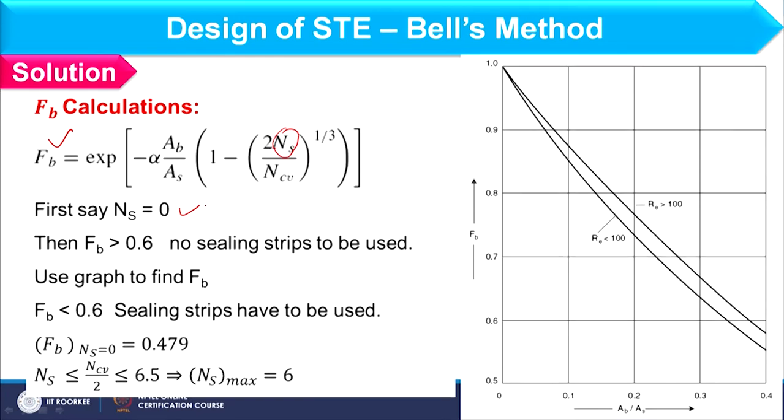Considering NS equal to 0, we can find FB based on AB and AS values. AB is basically the baffle spacing into DS minus DB. All these values are known to you, so you can simply calculate AB, as you have already done in the HOC calculations. Here I have NS equal to 0. So how can we find out whether sealing strips are required or not? For that I will put NS equal to 0 and then calculate the FB value.